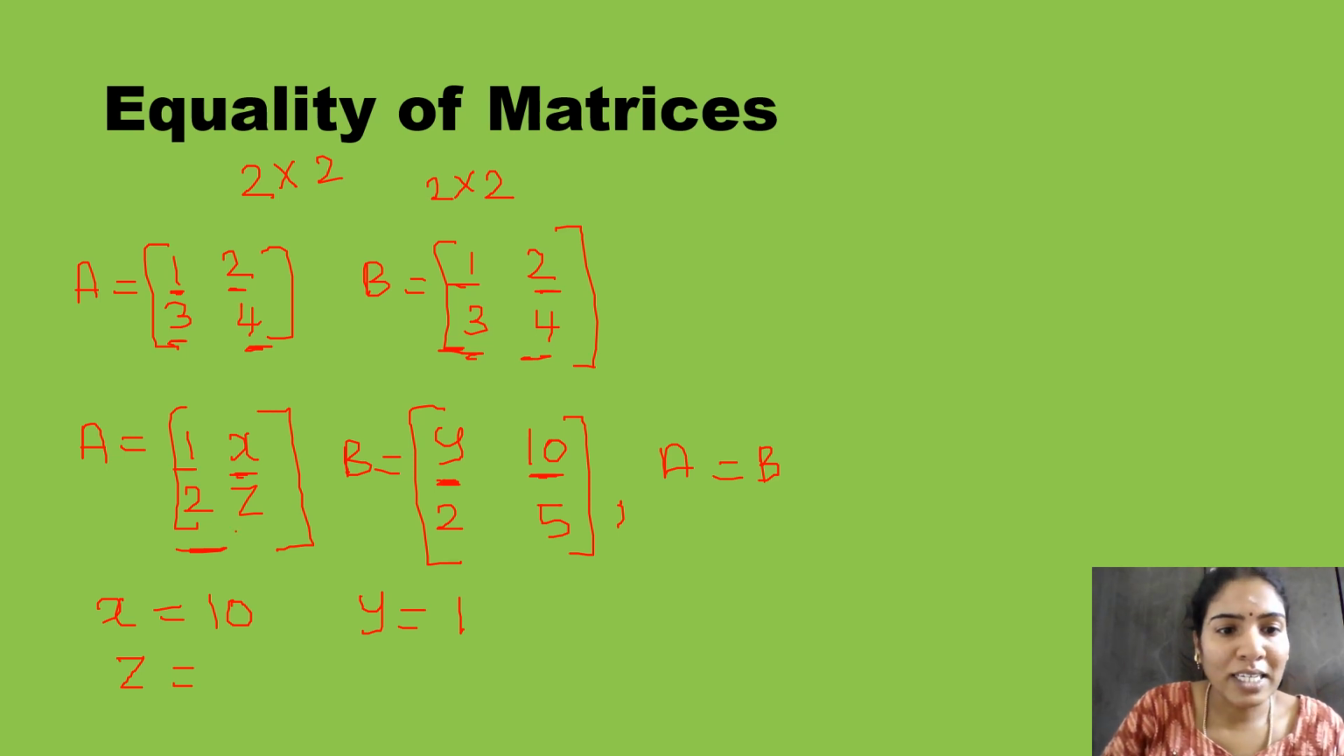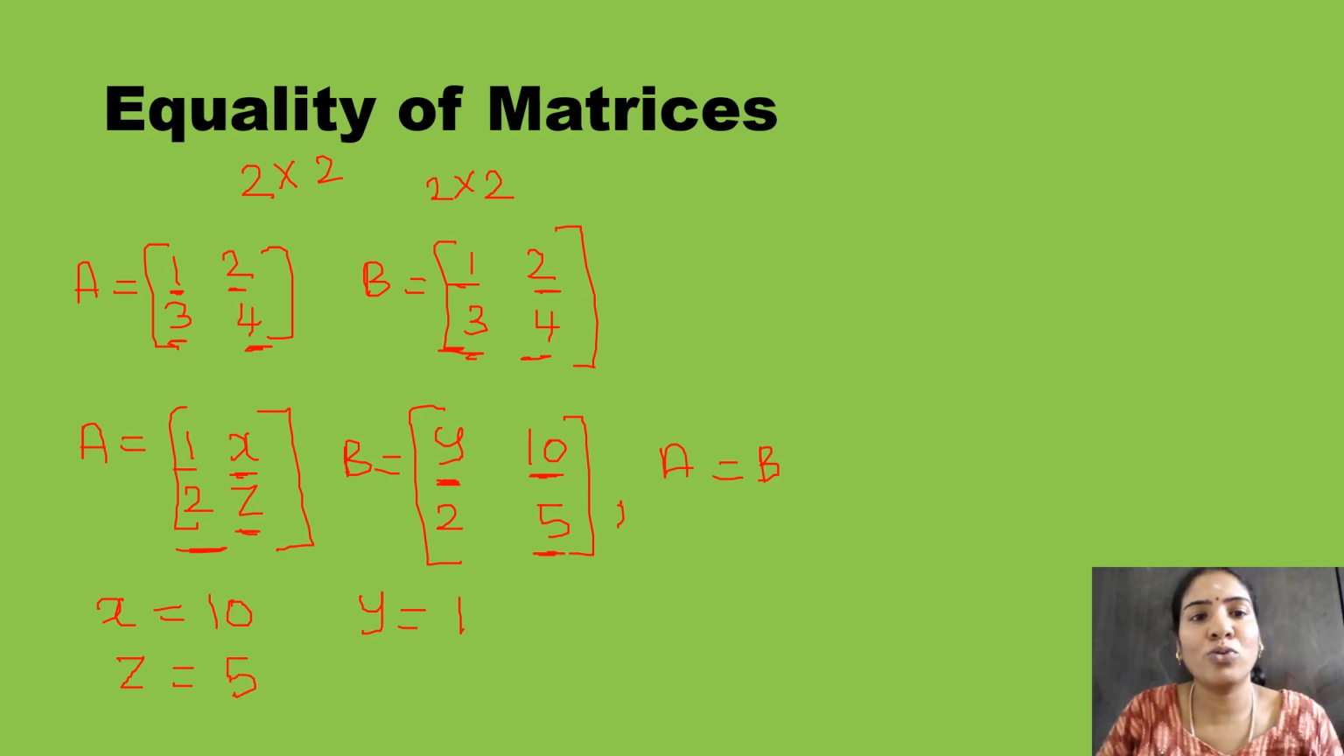And now z is the last variable which is in the position of second row second column. So we need to check the same position in the equivalent matrix. So what is the same position? Second row second column, it is 5. So z is going to be 5. This is how we are using this equality of matrices concept to find the unknown variables.